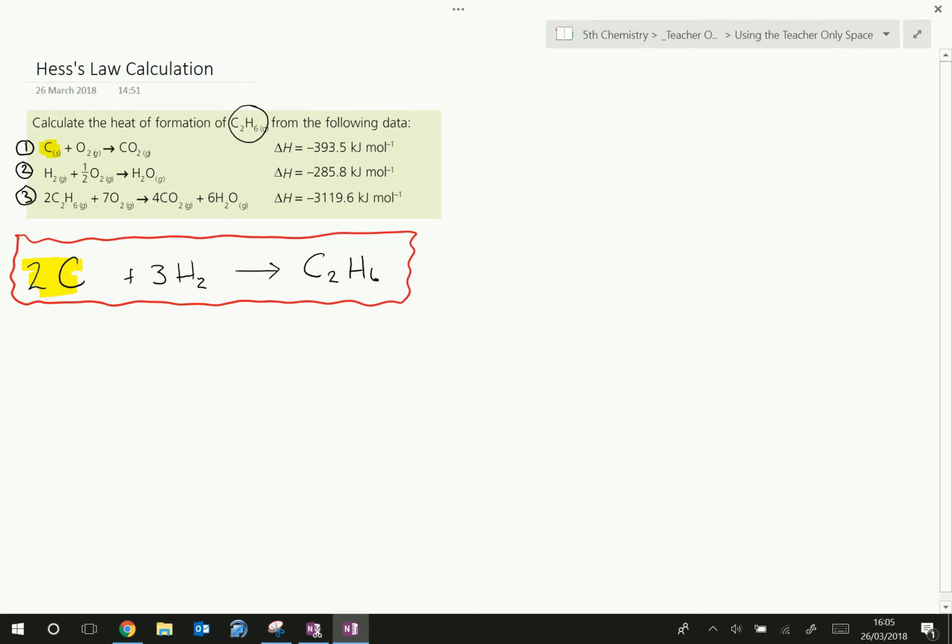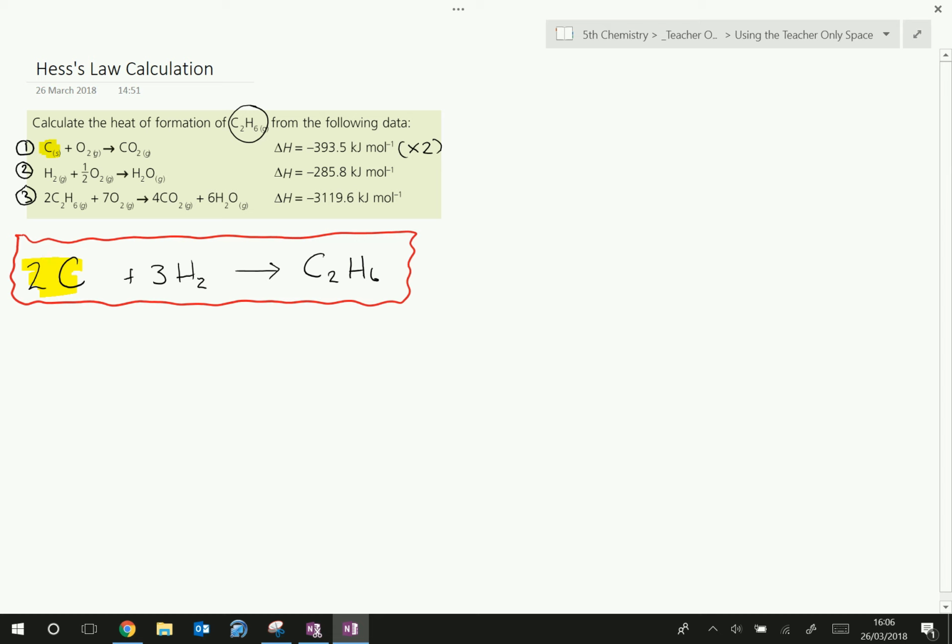And we need to make them both appear on the same side of the arrow as each other, and to have the same coefficient in front of them. So if I look at the carbon in the main equation, it's to the left of the arrow. And if I look at the carbon in equation 1, it's also to the left of the arrow. So no change is needed there yet. But if I look at the coefficient in front, in equation 1, there is a 1 in front of the carbon, and in the main equation, there is a 2 in front of the carbon. So I need to make them match. So what I need to do is to multiply equation 1 by 2. So that means everything in that equation is going to get doubled along with the delta H value.